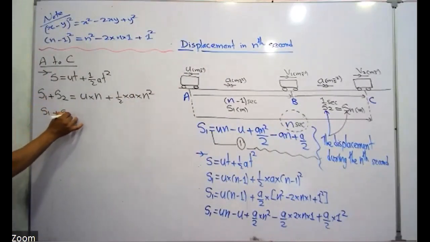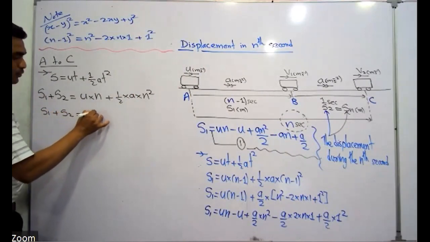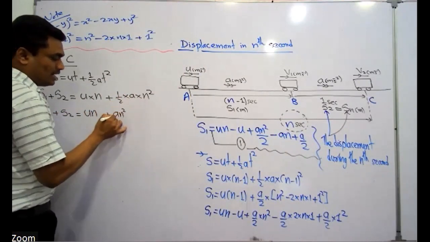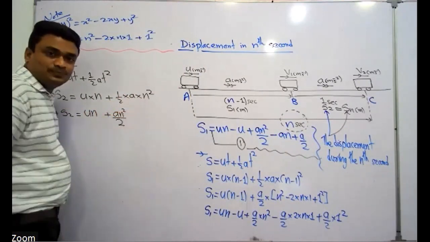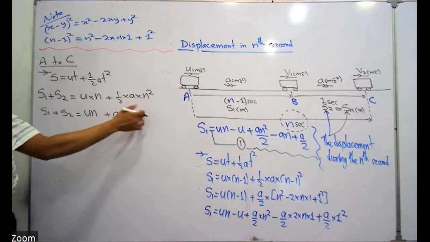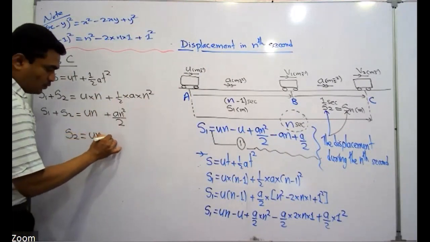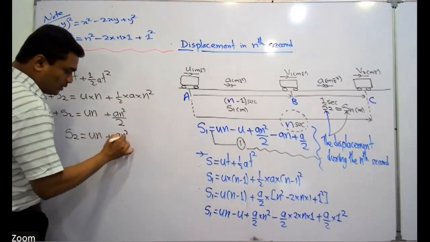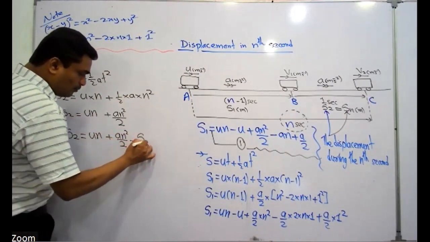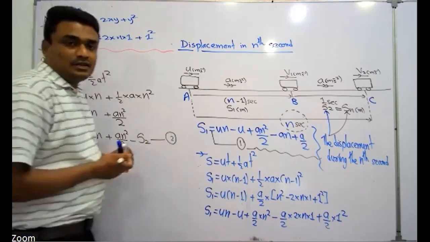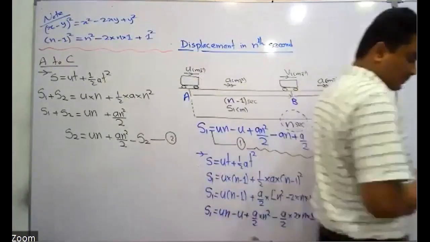S1 plus S2 equals un plus an square divided by 2. I'll take S1 to the other side as minus S1. So S2 equals un plus an square over 2 minus S1. Mark this as your second equation. Write it.